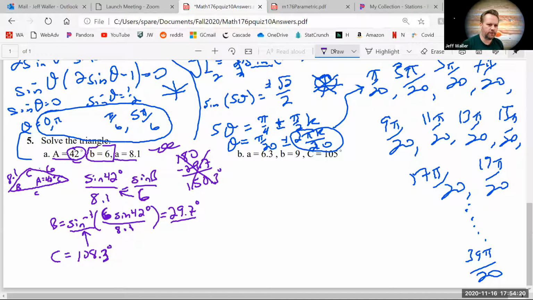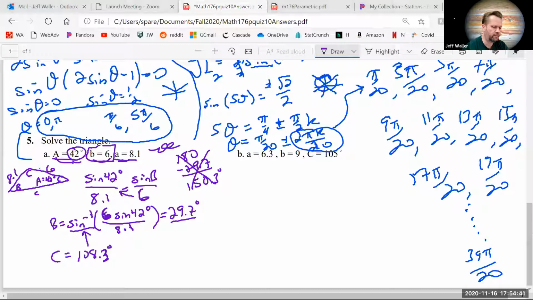Is everybody with me? The minute you get your first angle figured out from an ASS situation, angle, side, side, you must stop and check to see if there's more than one triangle possible. Okay, sure. We'll do that.